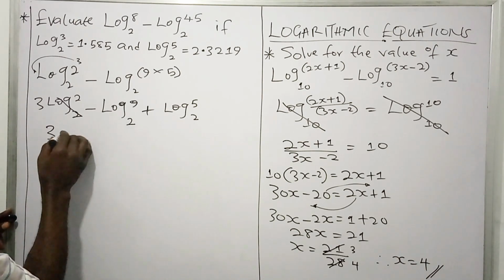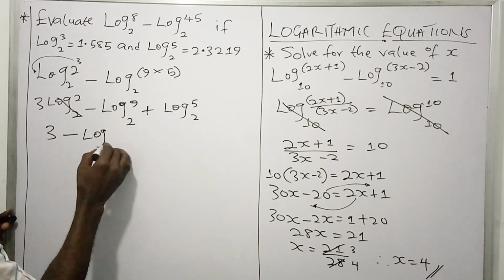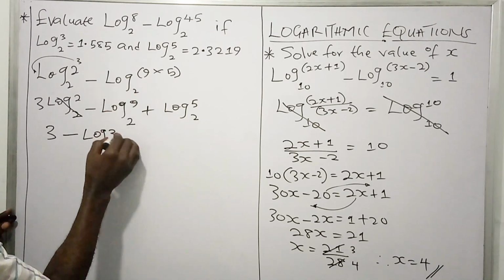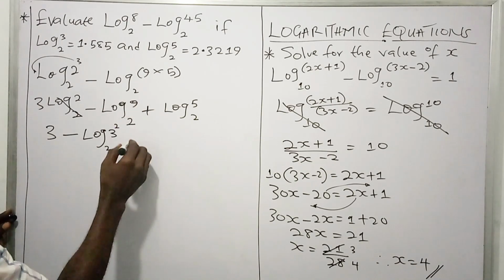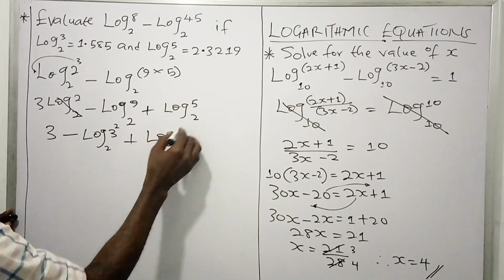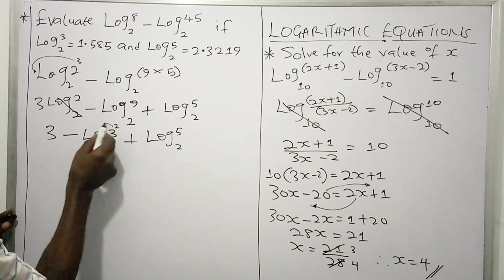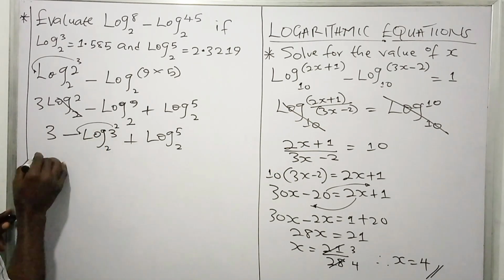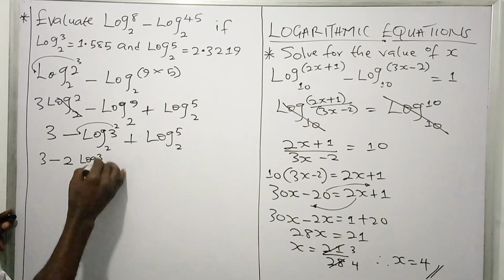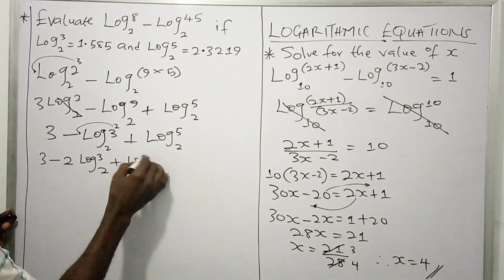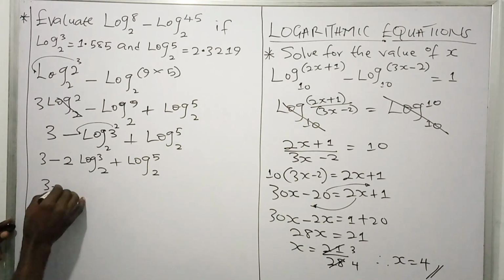Then log 9 to base 2: the 9 can be expressed as an index of 3, so that will be 3 raised to the power 2. 3 raised to the power 2 is 9. Then here we have log 5 base 2. Same thing again, the 2 will go in front to multiply. So that will give us 3 minus 2 log 3 base 2 plus log 5 base 2.